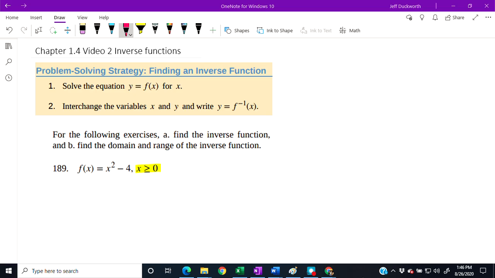All right, so for problem number 189 from your book, they want us to, part A, find the inverse function, and part B, find the domain and range of the inverse function. Well, let's talk about the domain and range of the inverse function first, because there's a nice, easy way to figure this out. So first, the domain of an inverse function, say f inverse of x, equals the range of f of x.